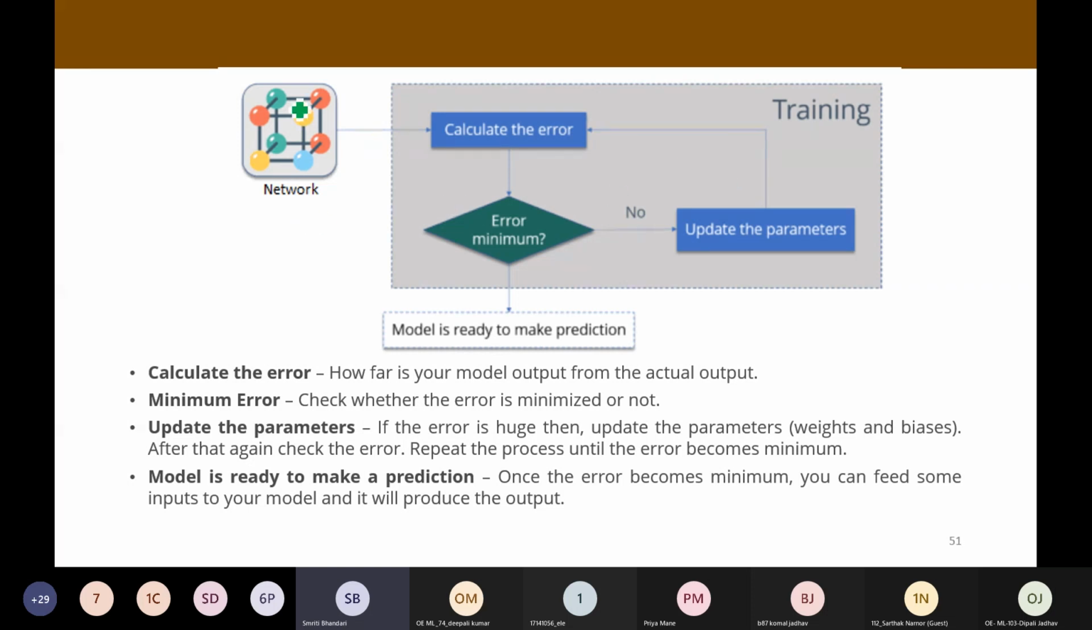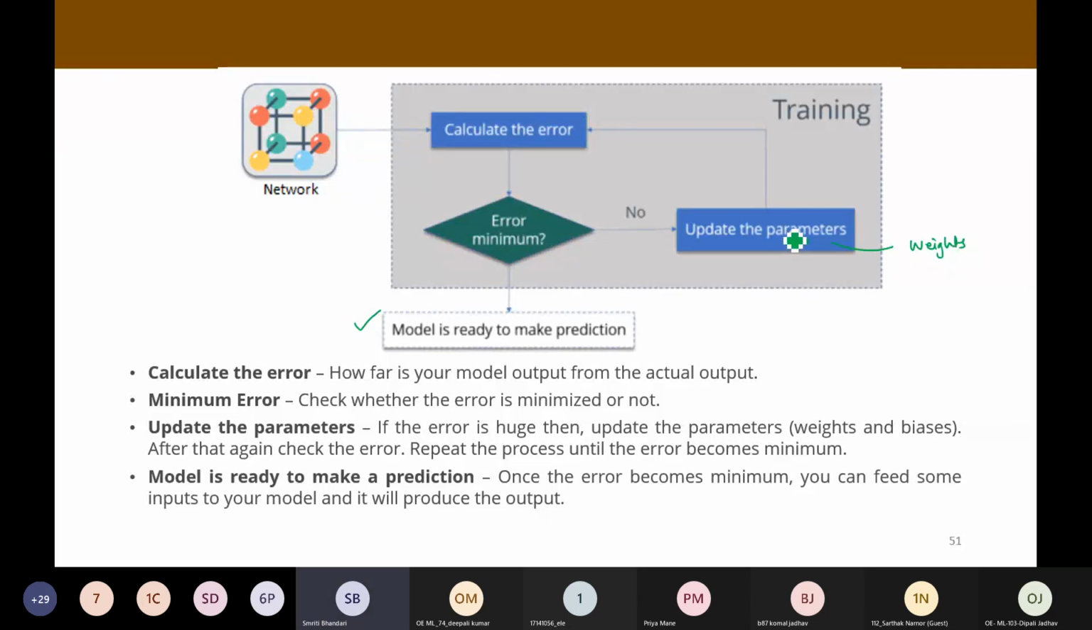So see here, this process that I described right now. Suppose this is my neural network, right? So what will I be doing? I have weights associated between all the neurons, right? At the output layer, I will initially compute the error. If the error is minimum, then I may say that my model is ready to make predictions. But if the error is not minimum, then what do I need to do? I need to update the parameters. What are the parameters in our case? The parameters are the weights.